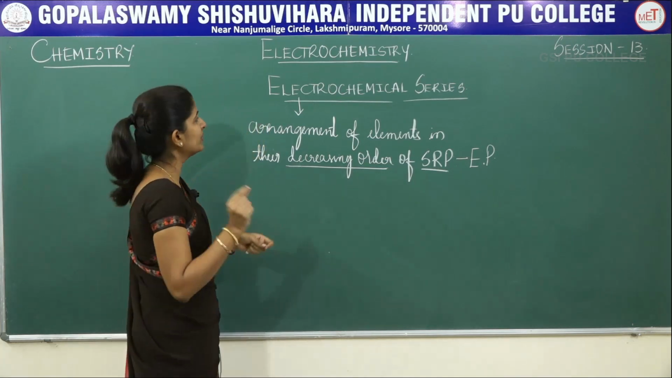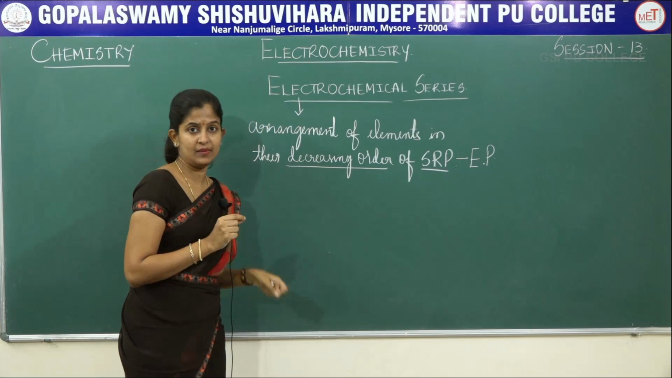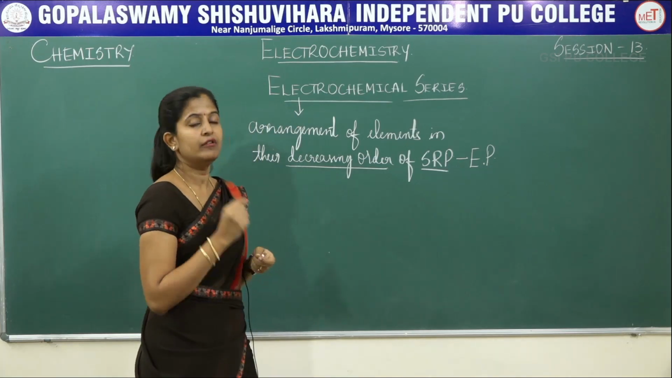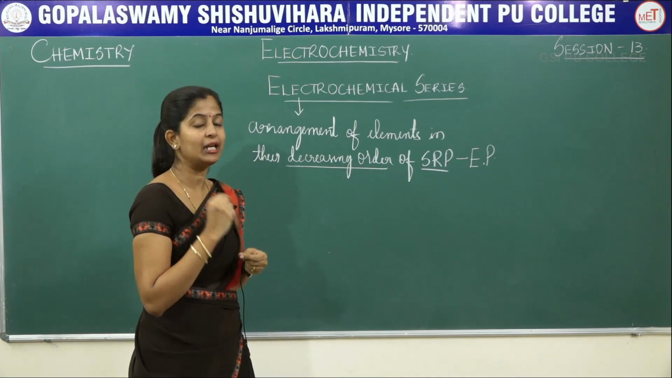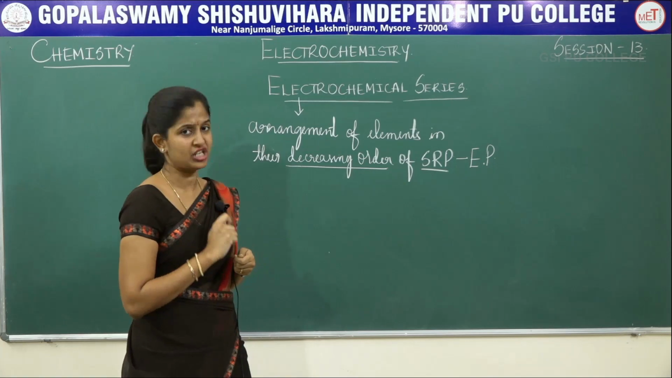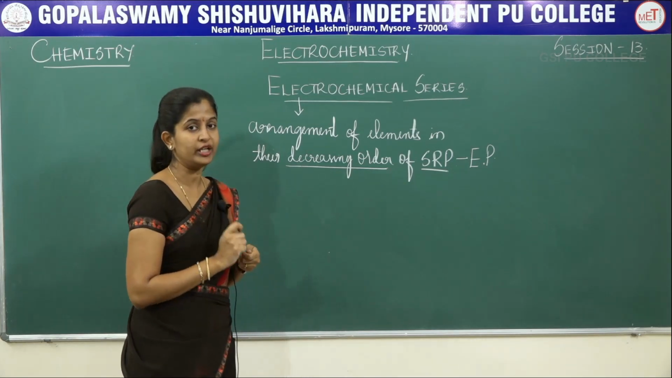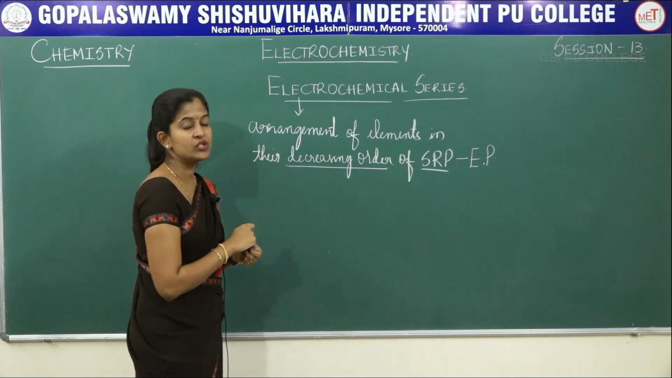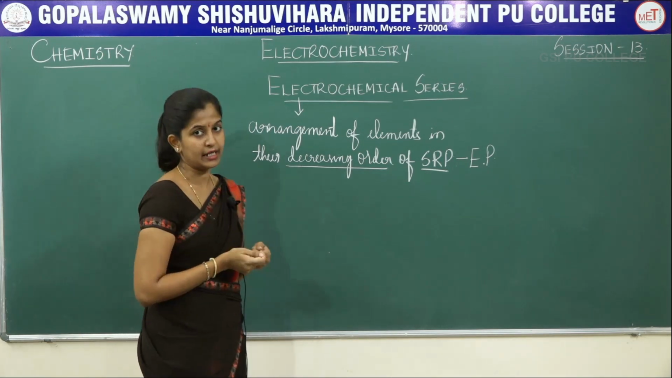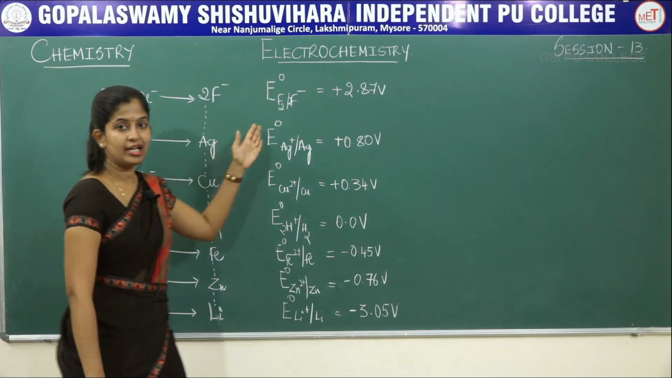Again remembering you, I am not telling all the elements which we have taken in the series. We will be taking only the simple and very important elements which you go through your chapter. So the whole complete series is present in your NCERT. You can go through it and you can correlate these values and the correlations with your NCERT textbook also. So this is your electrochemical series.